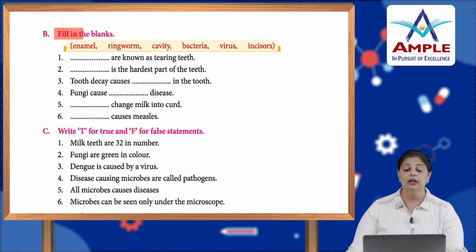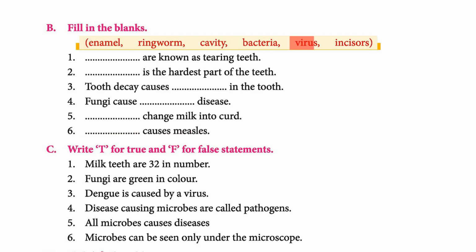Now fill in the blanks. Dash are known as tearing teeth. What is known as the tearing teeth? They are the incisors. Dash is the hardest part of the teeth. It is the enamel. Tooth decay causes cavity in the tooth. Fungi cause dash disease. What are the type of disease? It is the ringworm disease. Dash change milk into curd, bacteria. And dash causes measles, virus.